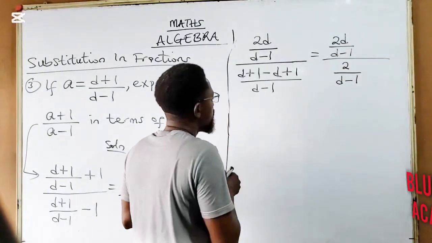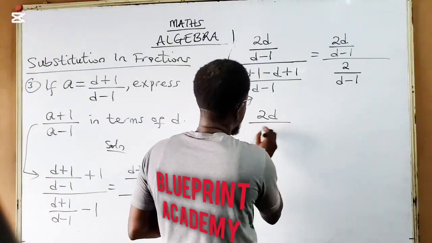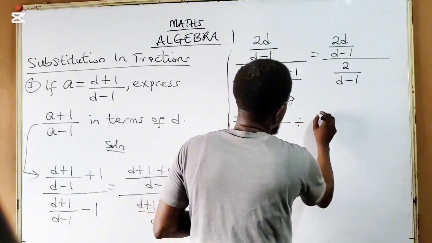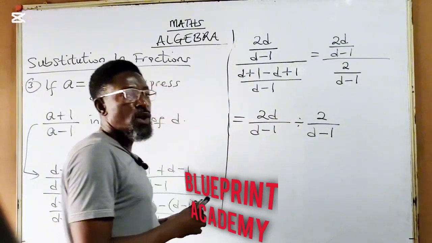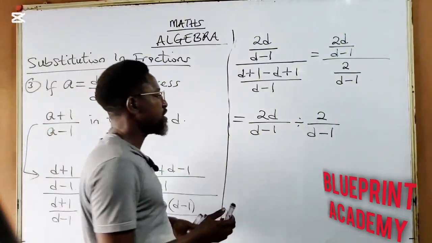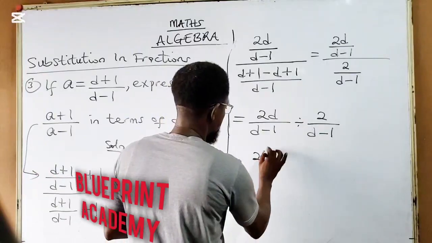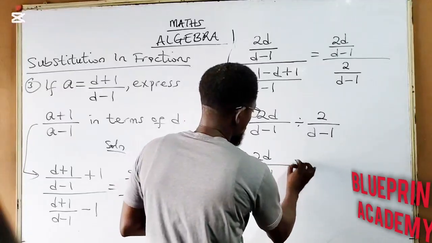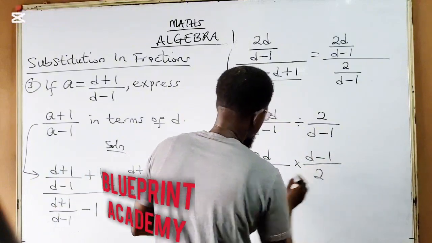So now we'll go back to what we did under division. Let's write this first as D minus 1, then this one is divided by 2 all over D minus 1. From what we did previously, we change the division sign to multiplication. We have 2D over D minus 1, we change to multiplication, we invert, so we have D minus 1 all over 2.